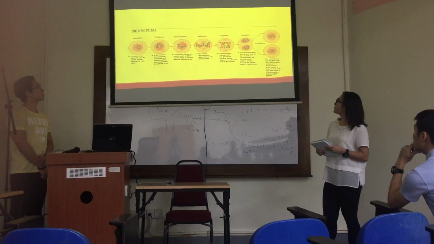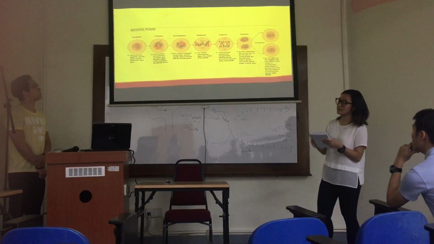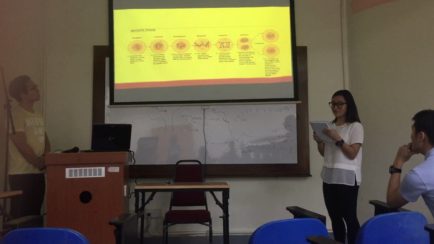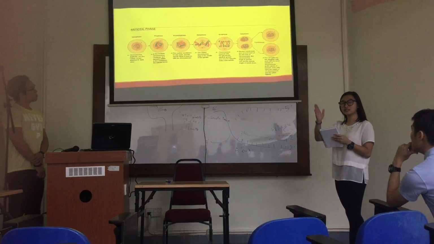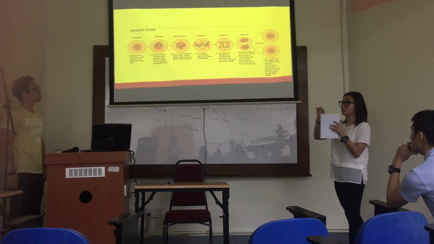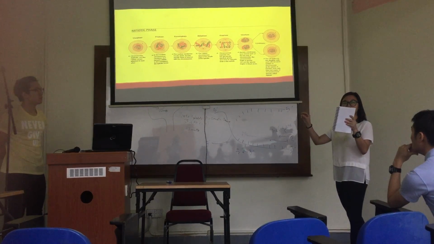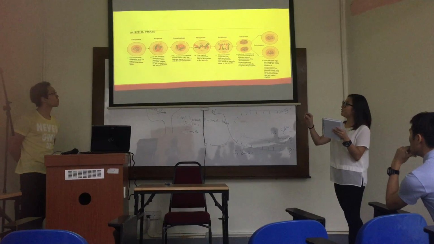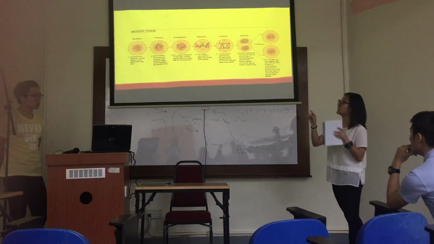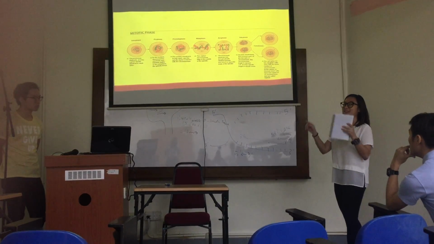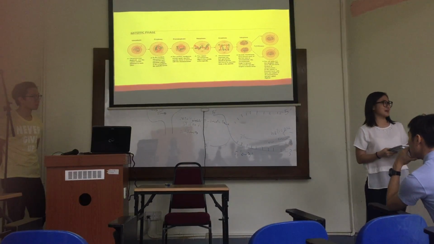Then metaphase will occur, and during the metaphase, the chromosomes will line up end to end along the equator, and the centrioles are now at the opposite poles of the cell, with the spindle fibers attached to the sister chromatids. Then I'll pass the time to you.